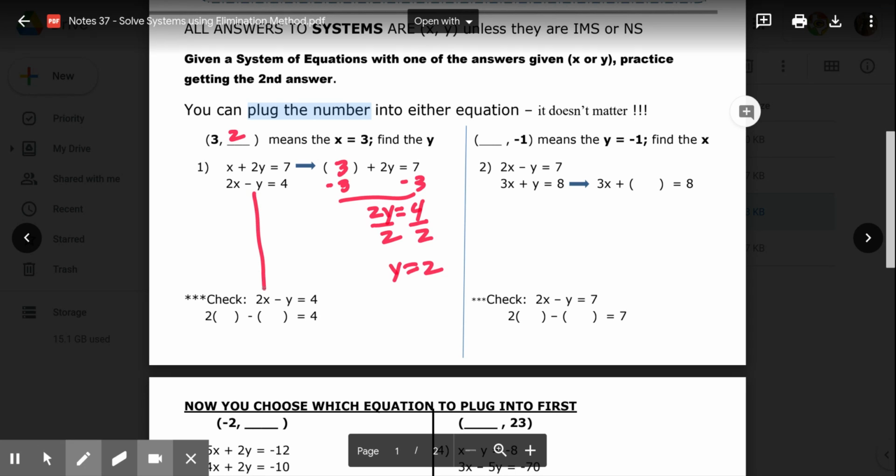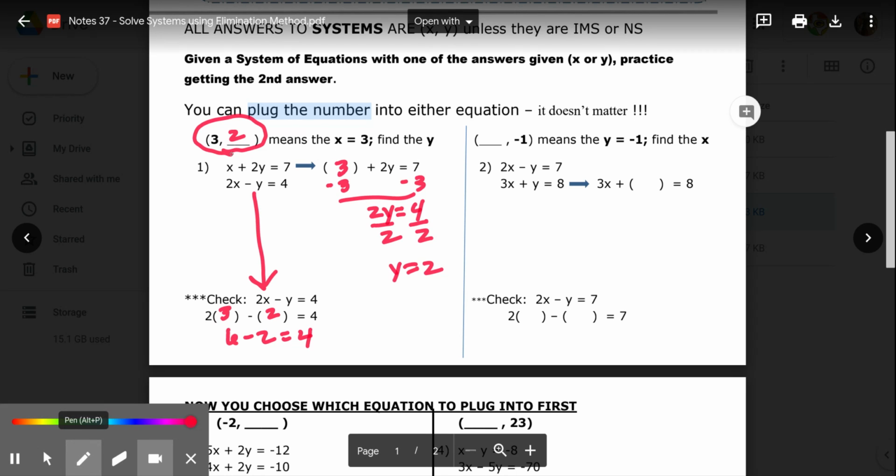And then you can check it. So I'm just going to use the second equation here and check it. So 2 times 3 minus 2. So 6 minus 2 does give us 4. So what this means is, if you were to take these 2 equations, solve for y, and graph it, this is the point of where those 2 lines would intersect.